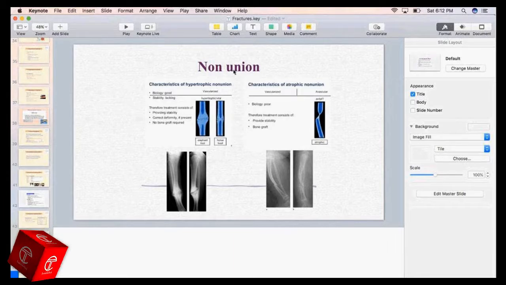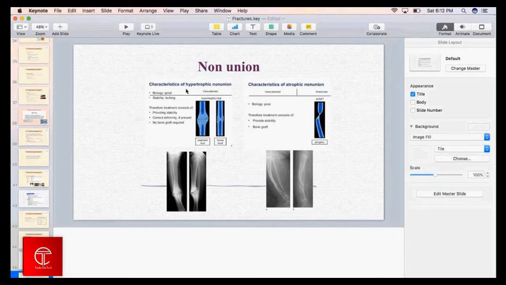Non-union is broadly classified into hypertrophic non-union and atrophic non-union by Weber and Cech way back in 1976. Hypertrophic non-union means, in the blue picture you can see, there is a fracture with a good amount of callus all around, but it is not united. You can appreciate the fracture line in the picture.